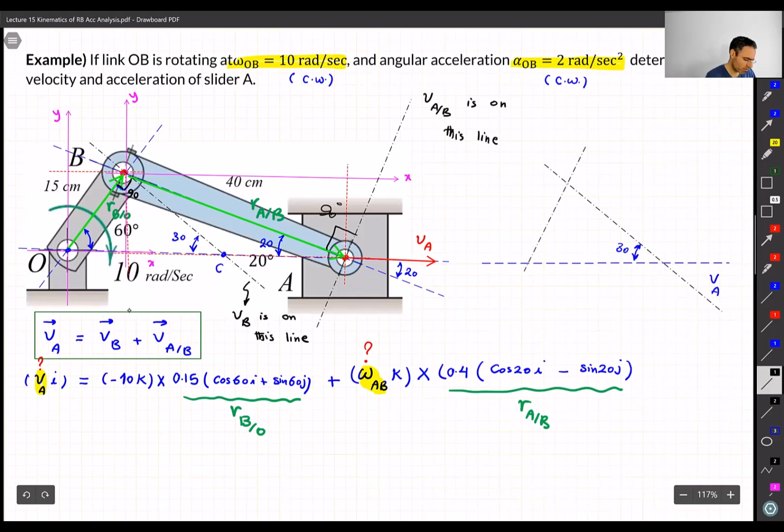Let's try to be close, maybe this one, okay? So let me write down, because I already got confused which one is which. The one that we just drew is VA with respect to B, and this one is VB, and this one is VA. Okay, so then we have three components; draw three lines and try to form the shape of a triangle.